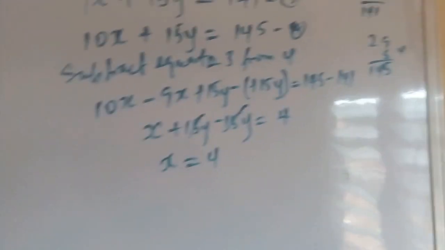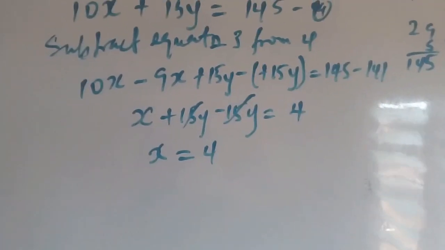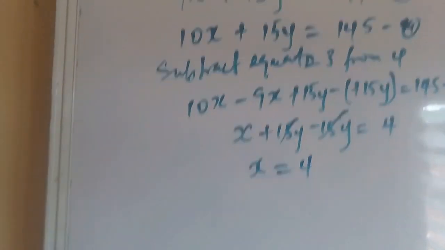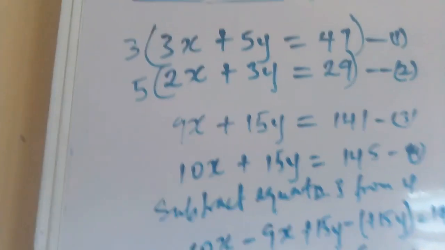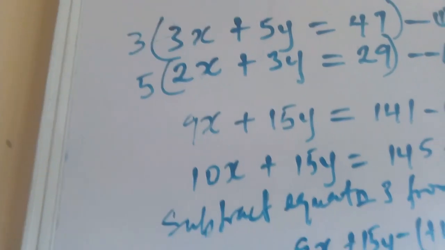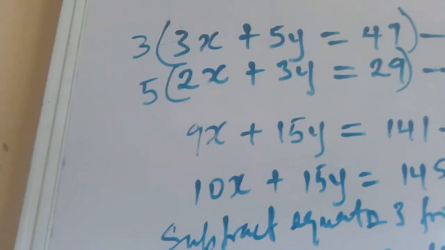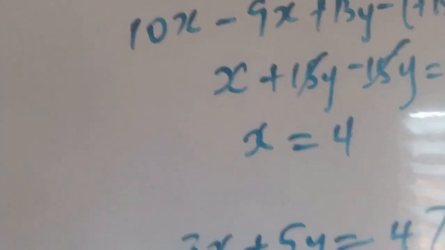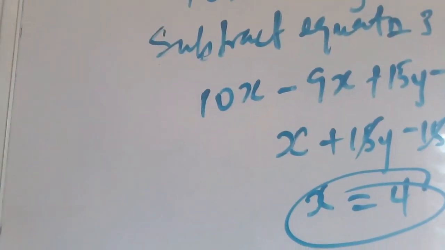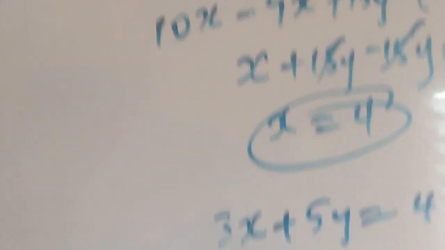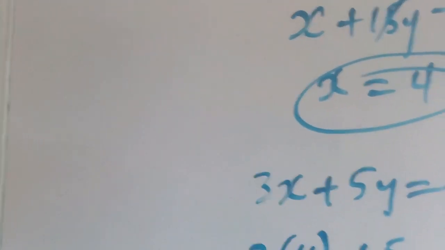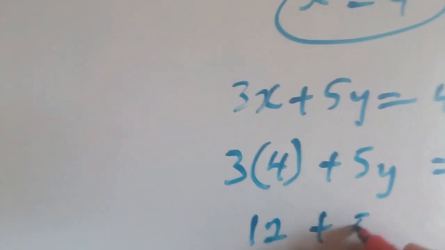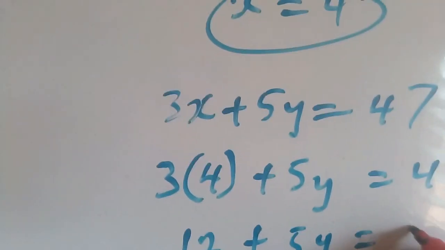Our x is 4. Since we've gotten the value of x, we can bring back any of the equations on the board. Let us call back equation 1: 3x plus 5y equals 47. I want to substitute for the value of x. Since x is 4, I'm going to substitute for it. We have 3 multiplied by 4 plus 5y equals 47. So this will be 12 plus 5y equals 47.